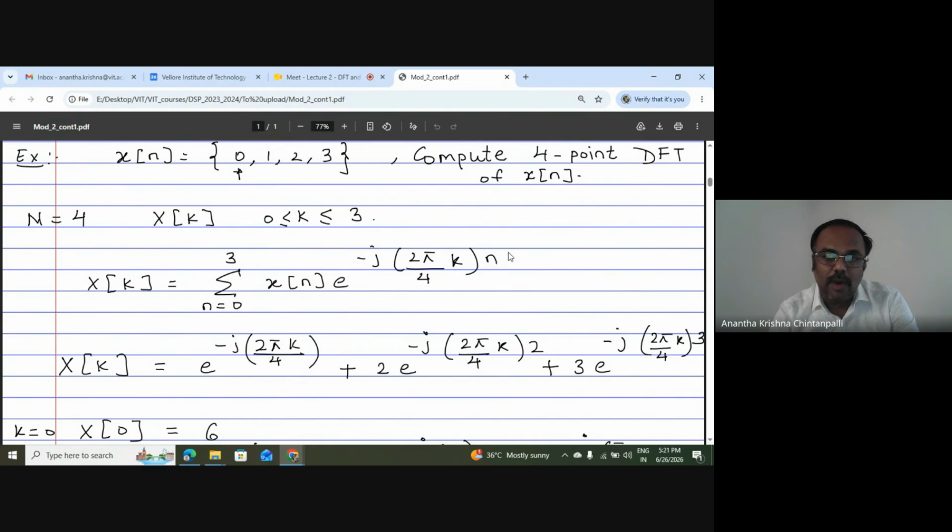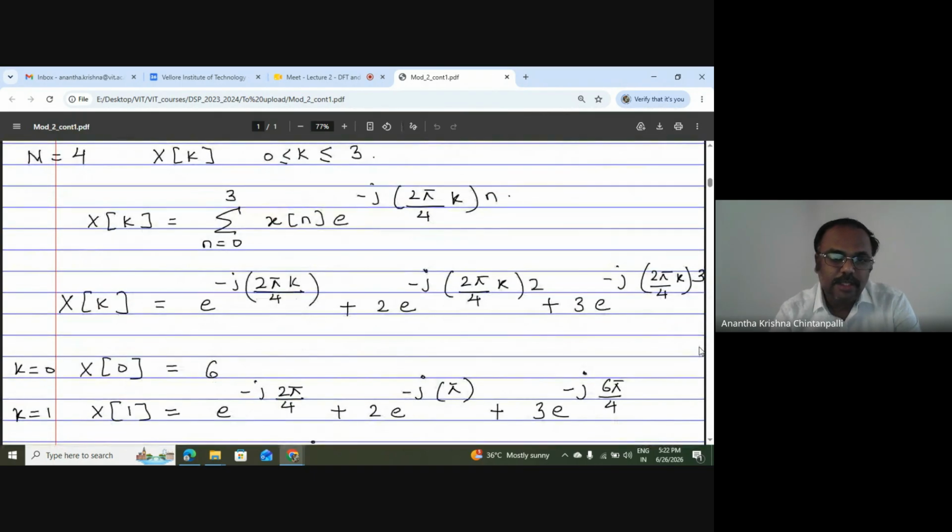n is equal to 1, so x of 1 is 1, so you have e to the power of minus j 2 pi k by 4. Then n is equal to 2, so x of 2 is 2, then e to the power of minus j 2 pi k by 4 times 2, plus n is equal to 3, x of 3 is 3, then e to the power of minus j 2 pi k by 4 times 3.